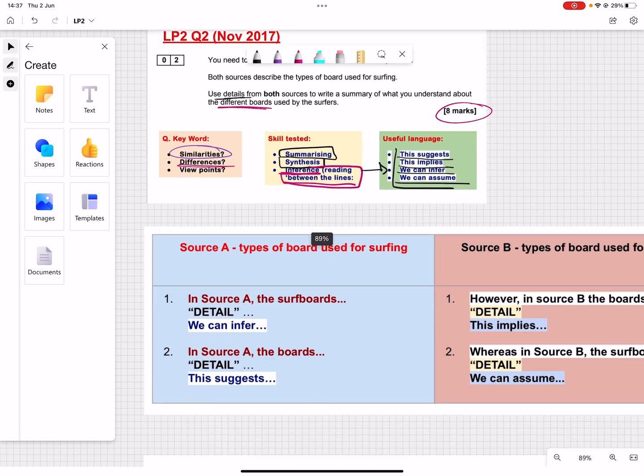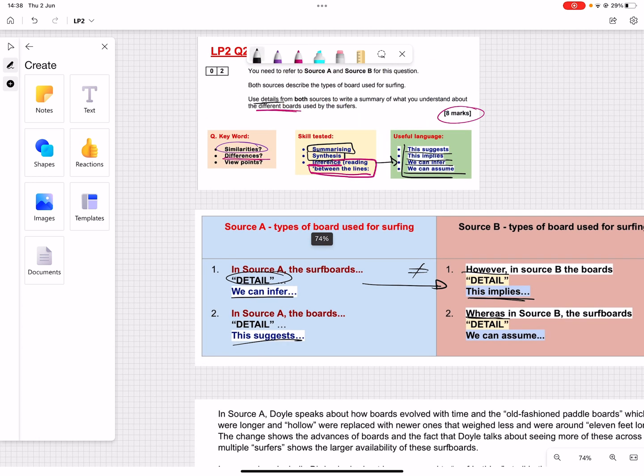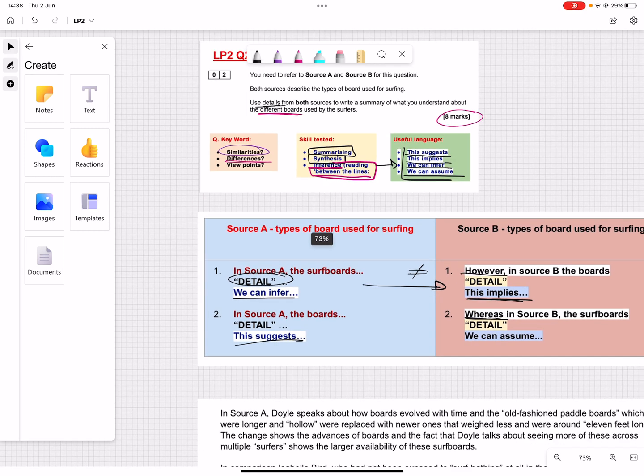So what does that look like in an answer? Well, this is how I would structure it. In source A, the surfboards are da-da-da-da-da. I'd use a quote, and then I'd do my inference, and then I would pivot to source B. However, to show that I'm doing comparison, in source B, the boards, and use another quote, and then I do some more inference, and that's the way I would work through it. And then I do a new bit of information because it's a summary, so it needs to be more than one bit of information. In source A, quote, this suggests, whereas in comparison in source B, the surfboards are, quote, we can assume.